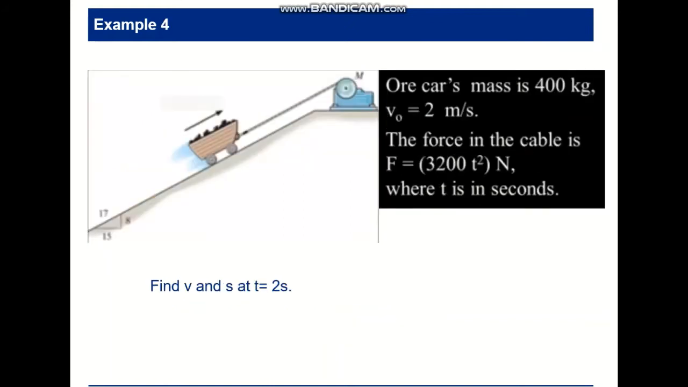Today, let's start by solving the other question, example 4, and we will keep going. Let's jump to the solution of this question, which is about an ore car. Its mass is 400 kilograms, and the velocity is upward, 2 meters per second, and the force in the cable is given as 3200 t squared, a function of time, where t is in seconds. We are going to find the velocity and the position at t equal to 2 seconds. As you see here, the inclined surface is an 8, 15, 17 triangle. Okay, let's jump to the solution.